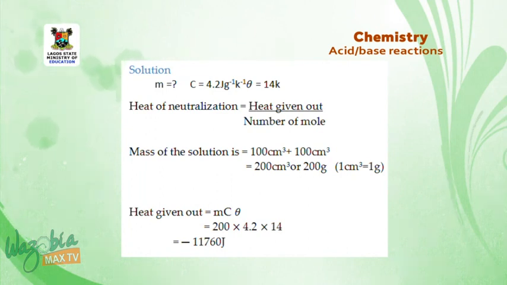Heat given out is given by mcθ. The mass of the solution is 200 times specific heat capacity, which is 4.2, times temperature rise, which is 14. When we multiply this together, we get 11,760 joules. Don't forget that anytime heat is given out, the enthalpy of the reaction bears a negative sign.